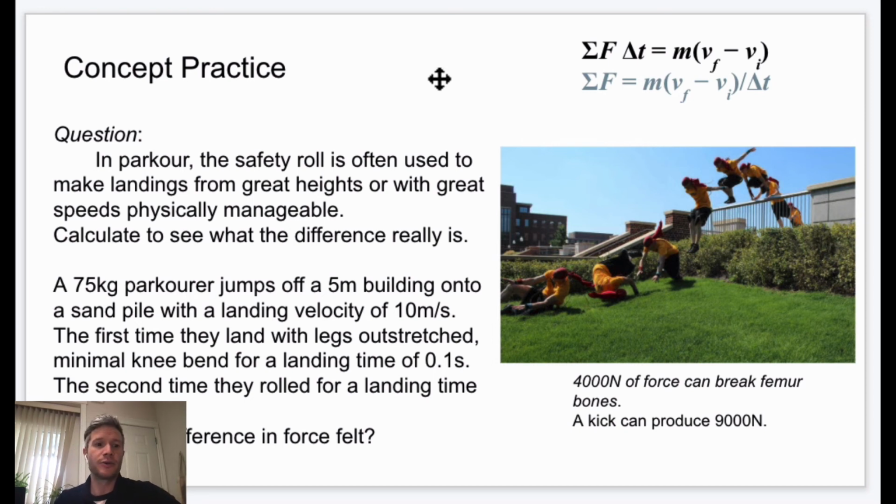Okay. So if we're looking here, we can notice that we're going to have two comparisons. In one scenario, the person's going to land with very little time distribution of the force or the impact they land with. So their impulse is going to have a very short amount of time. In the other situation, you're going to have more time, so they're going to perform a safety roll. That's essentially what this question is saying. Okay, so 5 meters up off a building, onto a pile of sand. They have a certain velocity and their mass. So again, go ahead, go through this question, try to figure that out for yourself, see what the difference is. You're going to have to calculate the two scenarios, and then we'll do a walkthrough together.